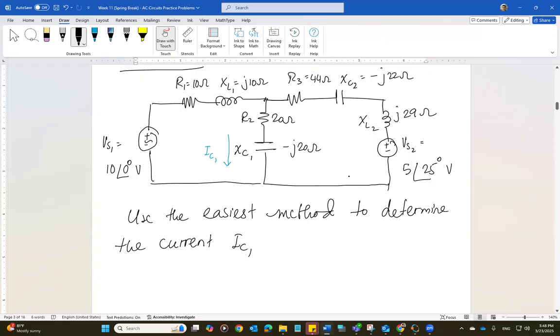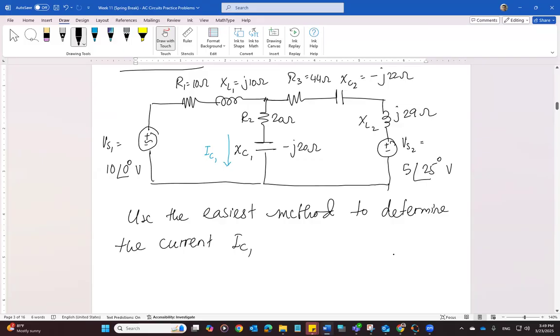So there are no parallel combinations going on in this circuit. There are series combinations, but no parallel combination. Okay, to find the easiest method: many of you look at the loops and then jump to KVL, mesh analysis and KVL. You can do that, yes, but that's not the easiest method.